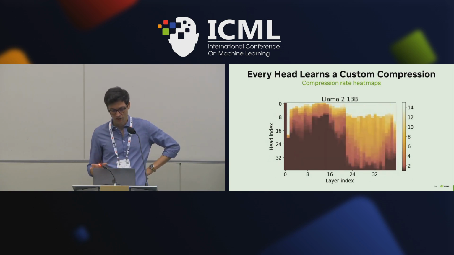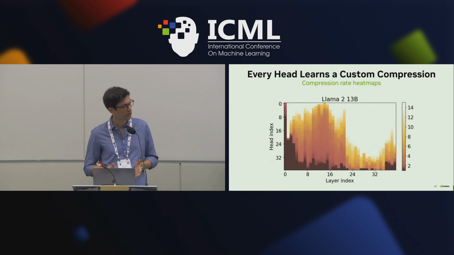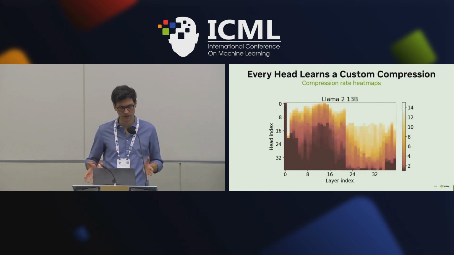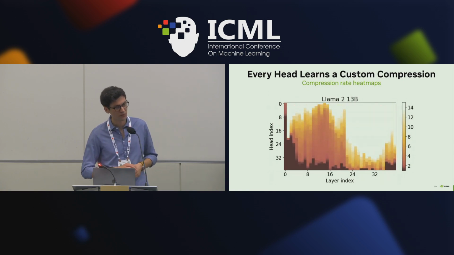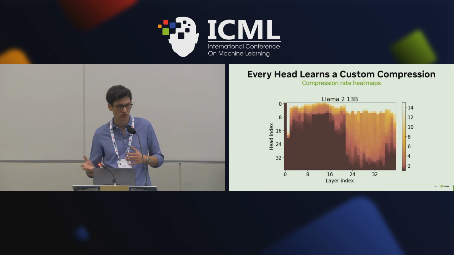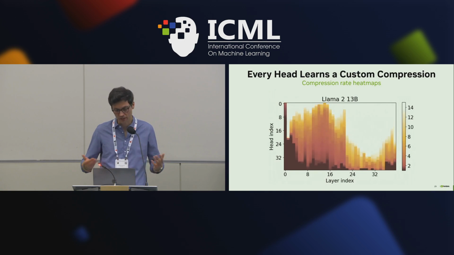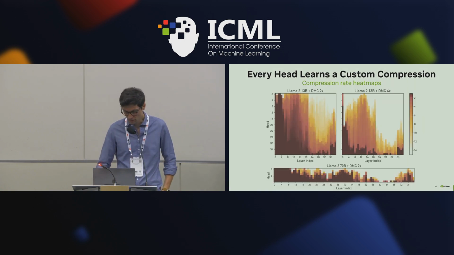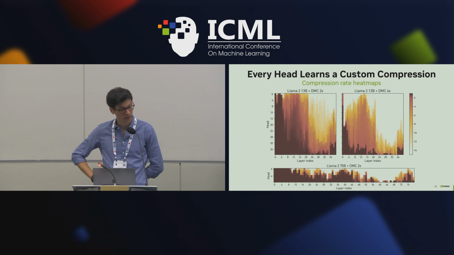And then there's a large number of heads in the first half of the model that like to have some kind of resolution, some form of KV cache, but not the full. Also got a couple more of those heat maps. The bottom one is for Llama 2 70B.